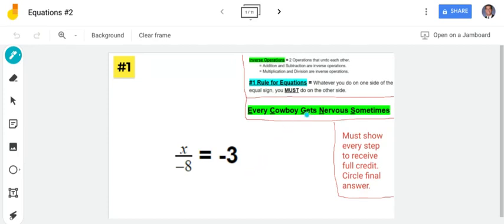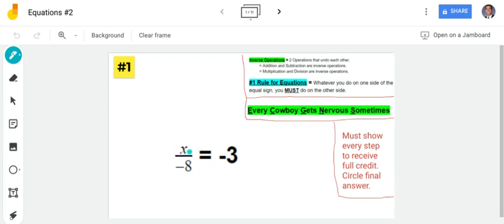Now going to step 3, the G on Gets reminds us to get the variable on one side of the equal sign. And it already is in this equation because I have an x on the left side. There is no x over here on the right side that I must move over here. And so my variable x is already on one side of the equal sign. So this brings me to step 4. The N on Nervous reminds me to get the numbers on the other side of the equal sign.